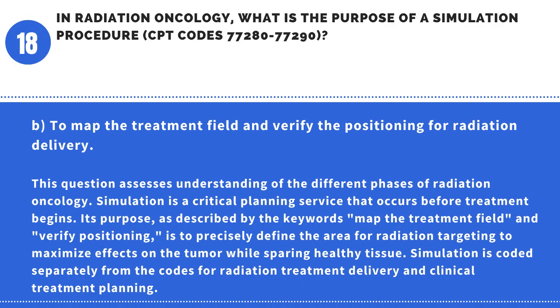Answer B. To map the treatment field and verify the positioning for radiation delivery. This question assesses understanding of the different phases of radiation oncology. Simulation is a critical planning service that occurs before treatment begins. Its purpose, as described by the keywords map the treatment field and verify positioning, is to precisely define the area for radiation targeting to maximize effects on the tumor while sparing healthy tissue. Simulation is coded separately from the codes for radiation treatment delivery and clinical treatment planning.